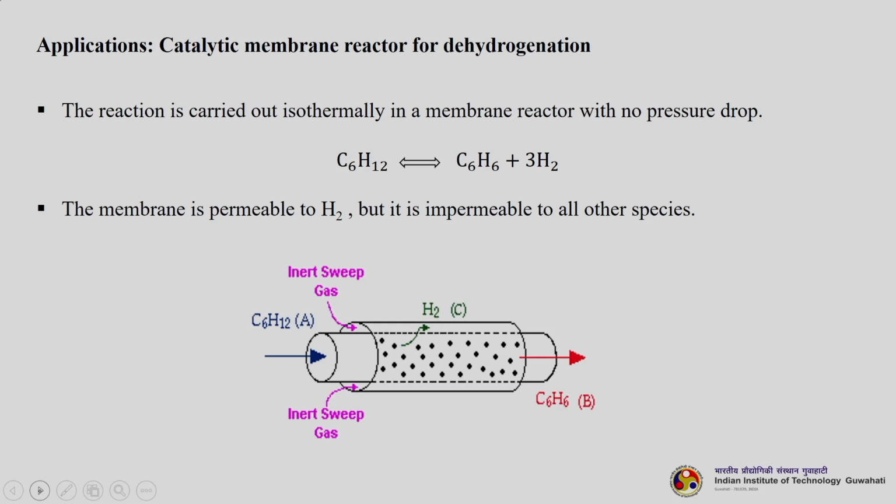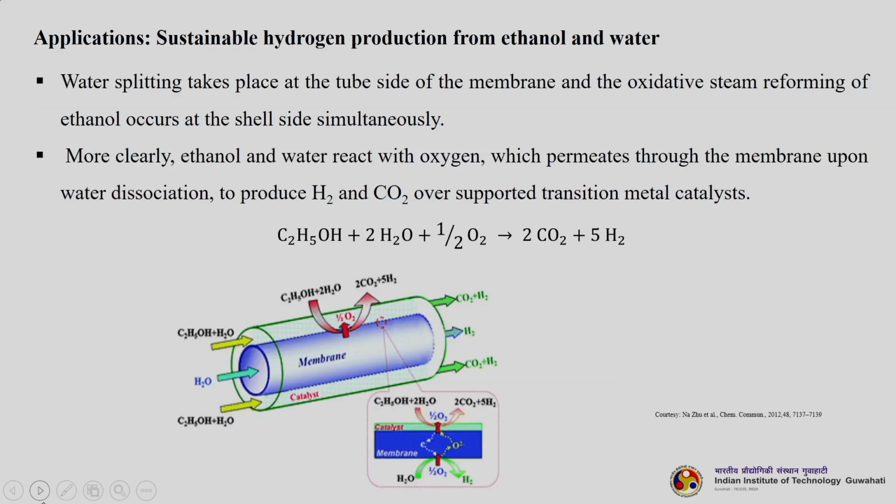The reaction is carried out isothermally in a membrane reactor with no pressure drop. You can see the reaction, how C6H12 is getting converted to C6H6 plus 3 H2. Since the membrane is chosen in such a way that it is permeable to hydrogen, hydrogen diffuses through the membrane and you get pure C6H6 here. Of course, there is a sweep gas flowing here that helps in enhancing the rate of mass transfer also.